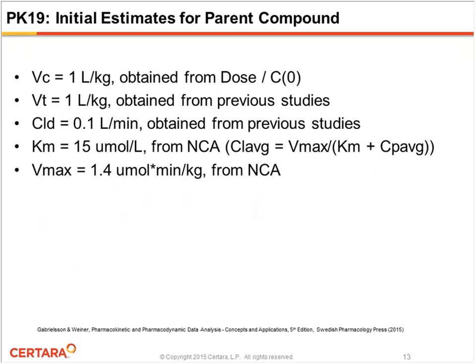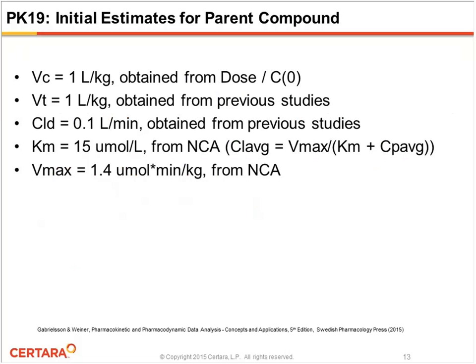Yeah. So for the parent compound, the initial estimates were as follows: the central compartment volume was obtained from dose divided by the concentration at time 0, which, if you use non-compartmental analysis and model the data as a bolus, you can get a C0. And so you can use this as your volume estimate. Or you could also use the volume from the NCA fitting as well, which would be another approach. And it says here, obtained from previous studies for the tissue volume and the clearance volume of distribution. This is per the Gabrielsson and Weiner reference.